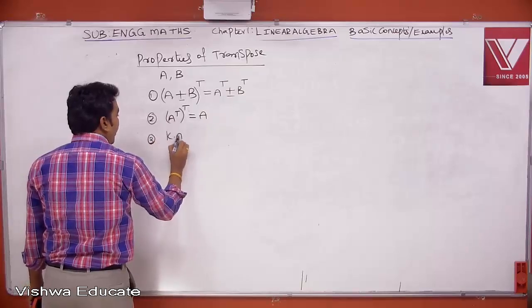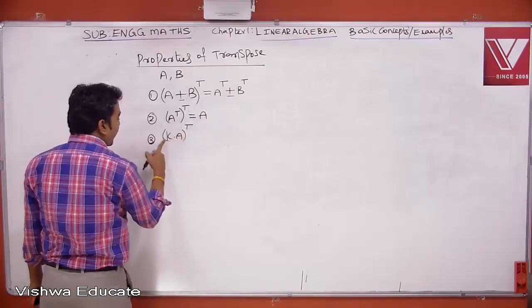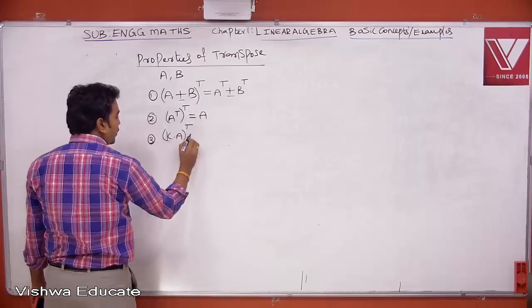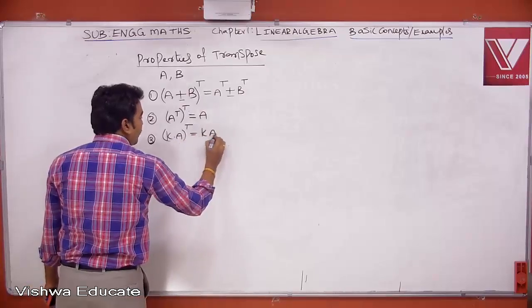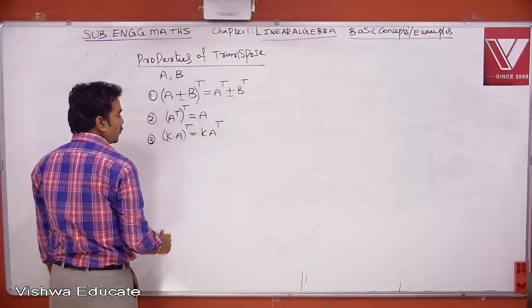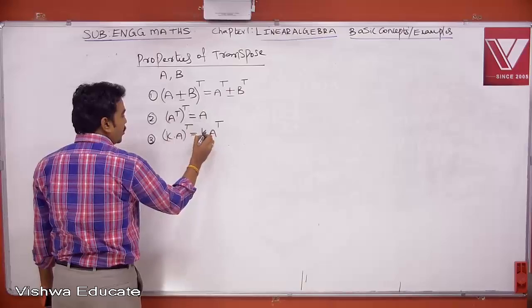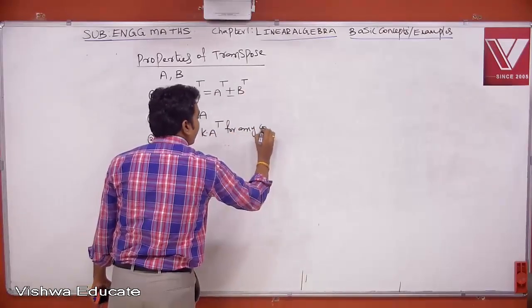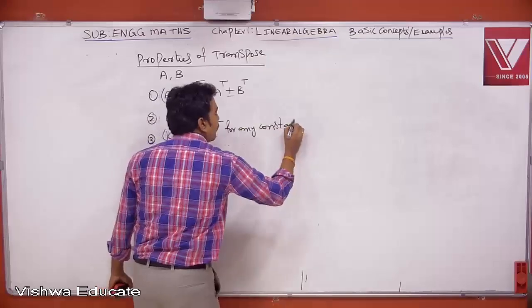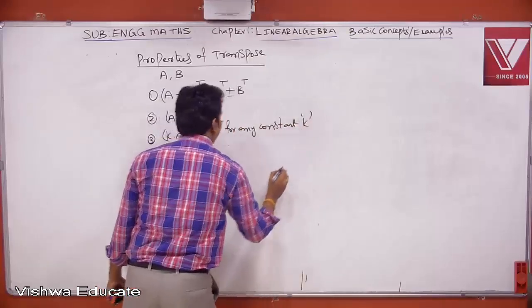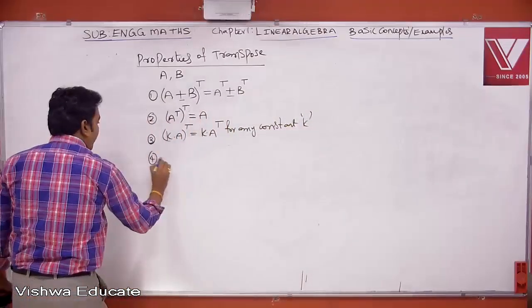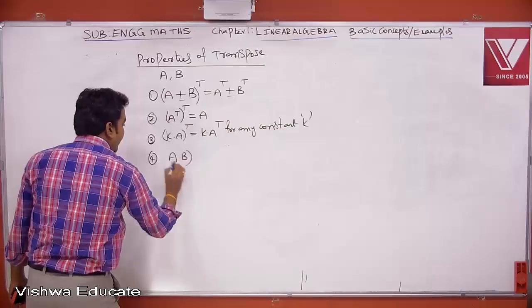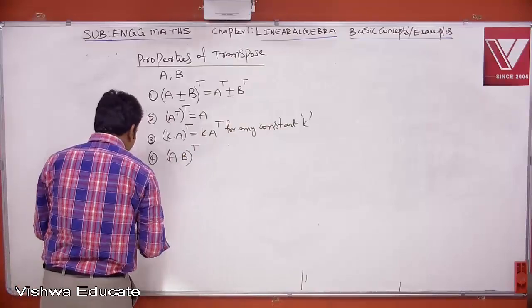Property 3, K into A whole transpose. Here K is some constant, A is some matrix. This constant can be taken outside, before the matrix A transpose. So, K A whole transpose is K into A transpose for any constant K. Fourth property, this is regarding multiplication, A into B whole transpose.